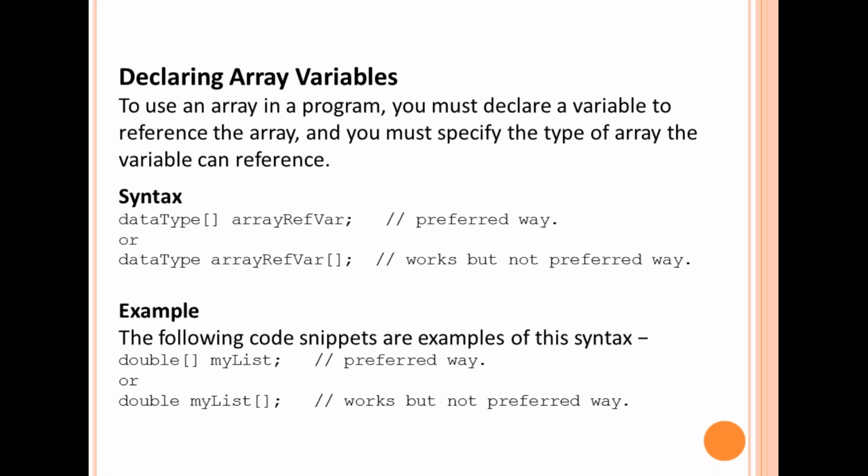Declaring array variable. To use an array in a program, you must declare a variable to reference the array, and you must specify the type of array the variable can reference. Here is the syntax for declaring an array variable: dataType[] arrayRefVar; or dataType arrayRefVar[]. The following code snippets are examples of this syntax: double[] myList; or double myList[].